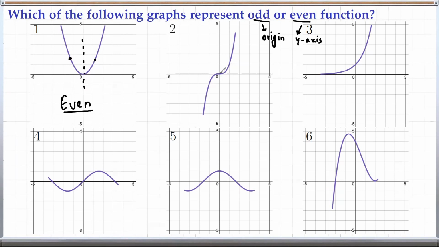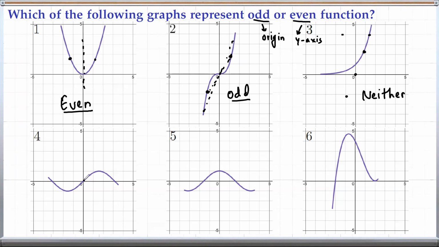For the second one, it is symmetric about the origin, because for every point here, we have a point here. So each point is being reflected about the origin. So this one is odd. The third one is not symmetric about the y-axis, because for this point, we don't have a point over here. It's not a reflection about the y-axis, and it's not symmetric about the origin either. For it to be symmetric about the origin, for this point here, we must have a point here, which we don't. So this is neither odd nor even.